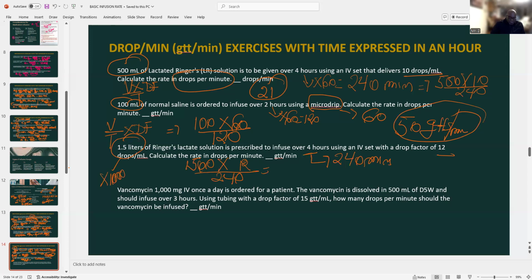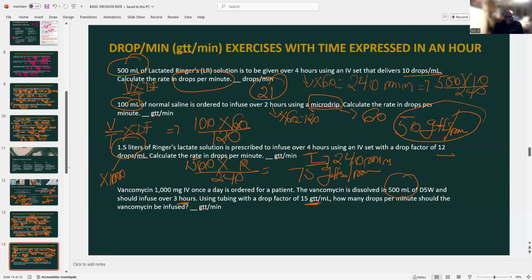So when you do that, 1,500 times 12 divided by 240, and you have a 75 drop per minute. Let's look at the last one. As you're reading, you see your volume is 500 milliliters to be infused over 3 hours. Your drop factor is 15.